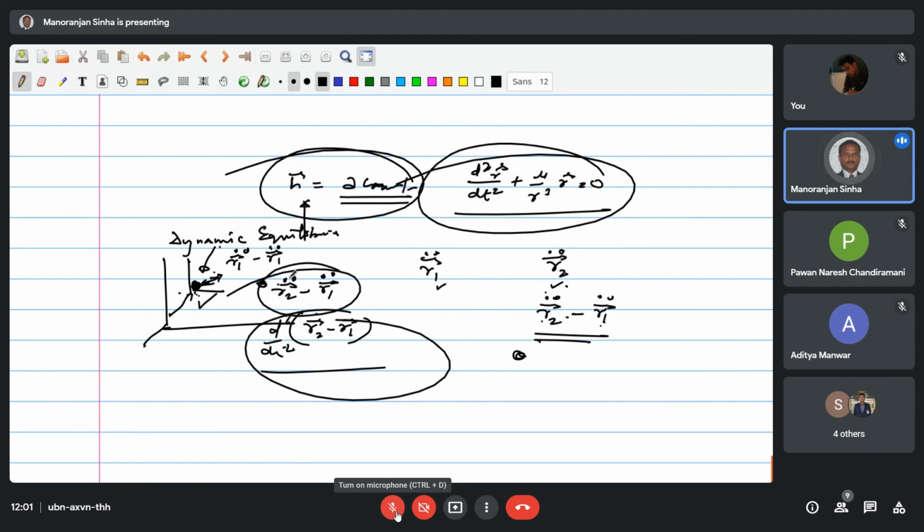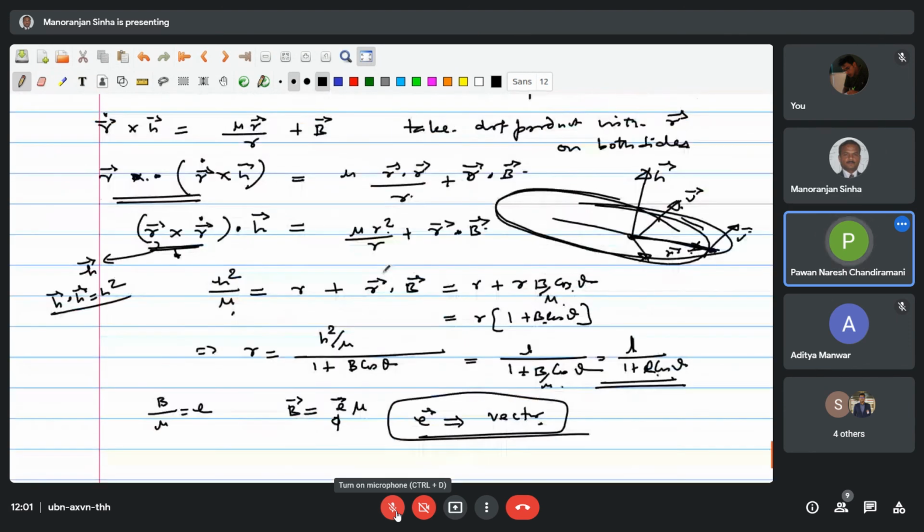Okay, so what is your second question? Yeah, sir, the last thing that we discussed in integral motion in two body problem, there we get that B vector. Sir, this B vector will have three components. So will it provide three constants?